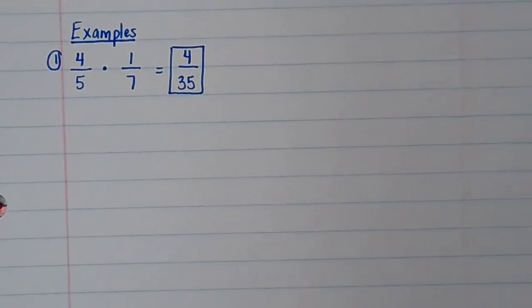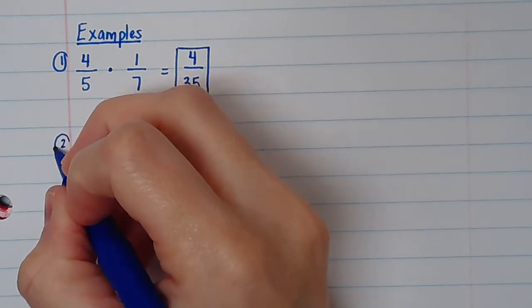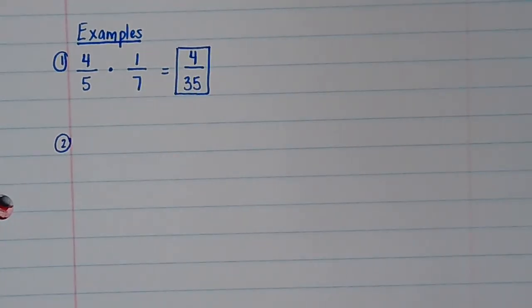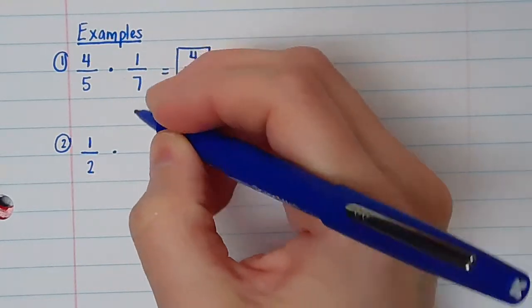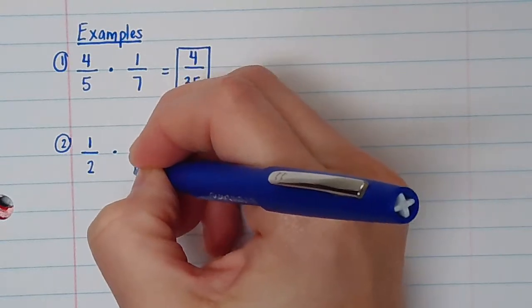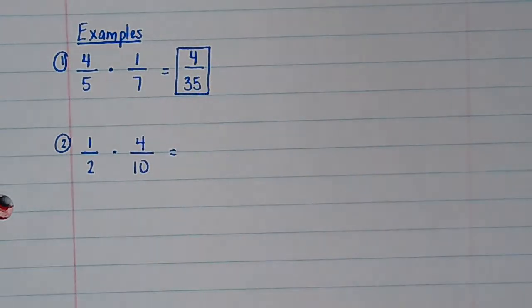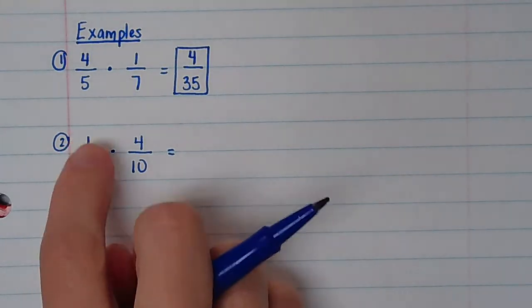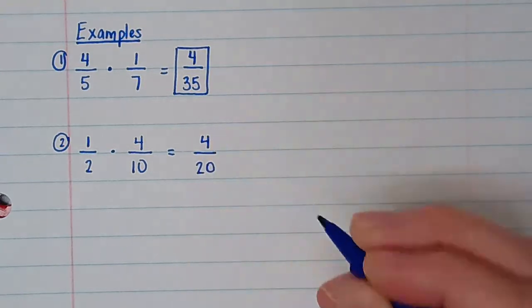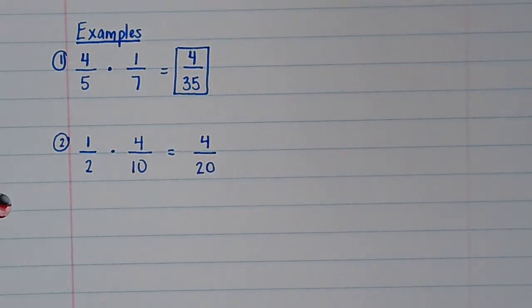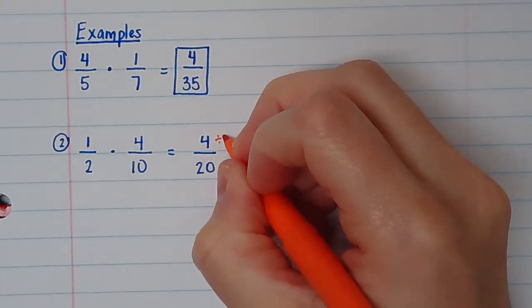All right, let's try another one. Let's do 1/2 times 4/10. All right. So we go straight across. 1 times 4 is 4. 2 times 10 is 20. Now, if you look at this one you can simplify, because if you divide both of these by 2, you can simplify it, or you can divide them by 4. That would be quicker.